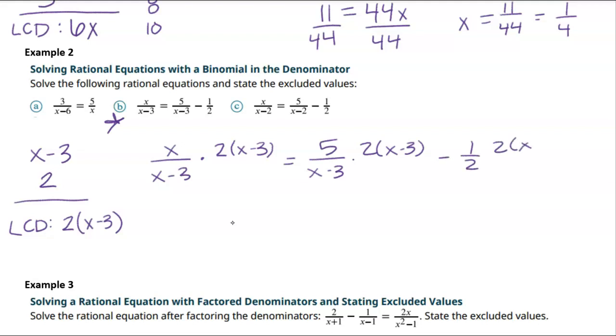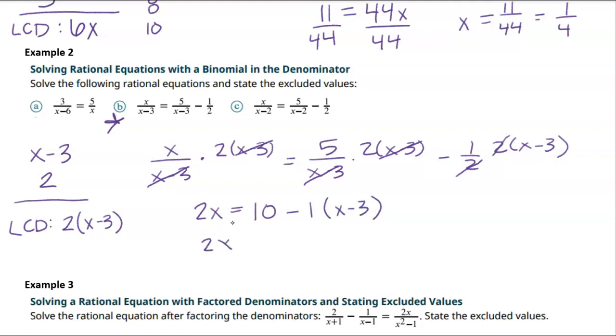Making sure that I don't forget any of my pieces getting multiplied by the least common denominator, I can then find the common factors that would be canceled by multiplying by that least common denominator, since I'm multiplying and dividing by the same factor in the top and the bottom. All right, that leaves me with 2x equals 10 minus 1 times x minus 3.